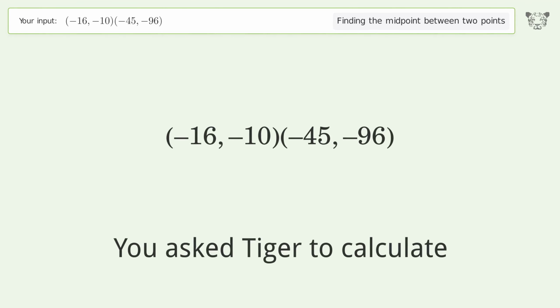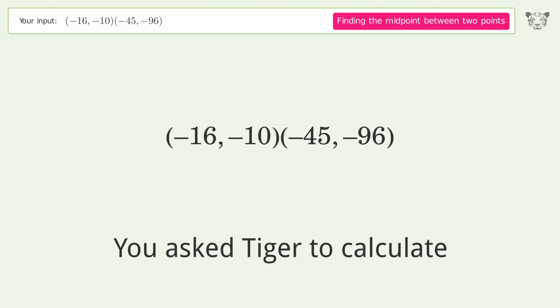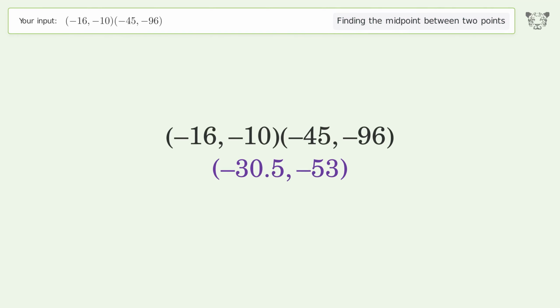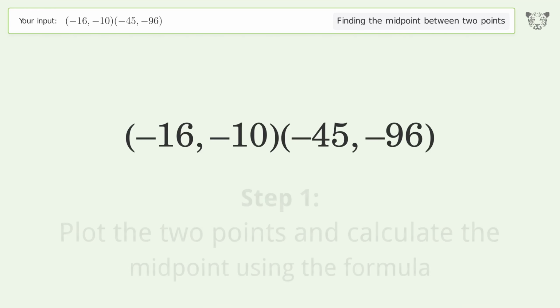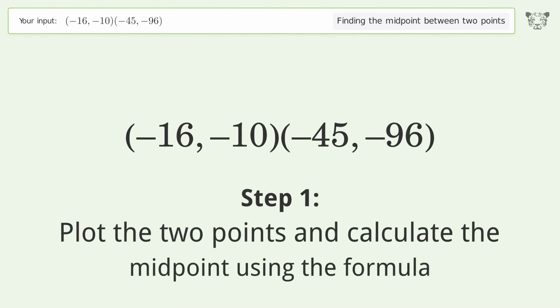You ask Tiger to calculate. This deals with finding the midpoint between 2 points. The midpoint between the 2 points is negative 30.5, negative 53. Let's solve it step by step. Plot the 2 points and calculate the midpoint using the formula.